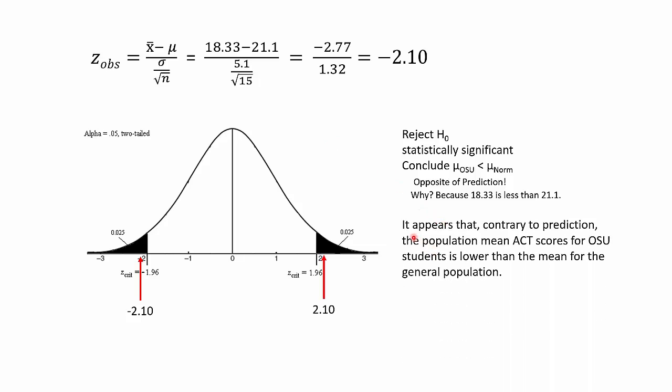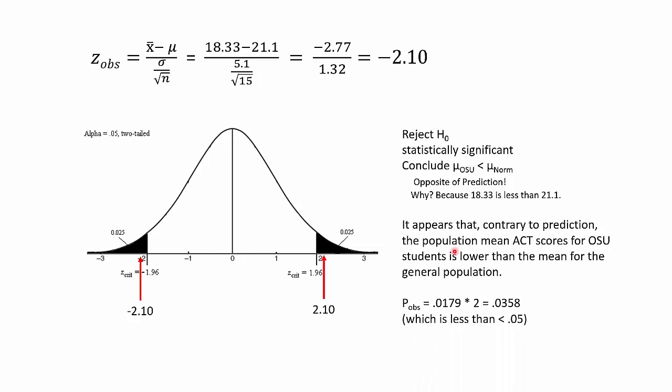Now, as I said in the last video, I want you to write this out in words. So it appears that, contrary to prediction, the population mean ACT scores for OSU students is lower than the mean for the general population. So we hedge our conclusion a little bit. It appears that, because we really don't have mu, we only have an estimate for it. And then we look at the direction of the effect. Contrary to prediction, the OSU students are lower. And then we refer to the populations, because we're trying to make an inference here about a population parameter.